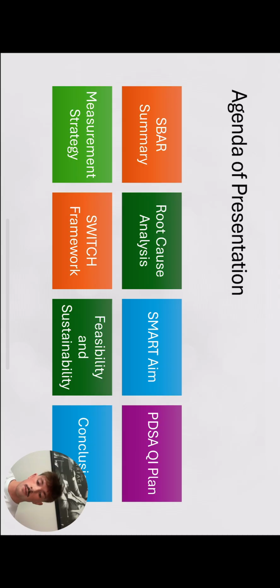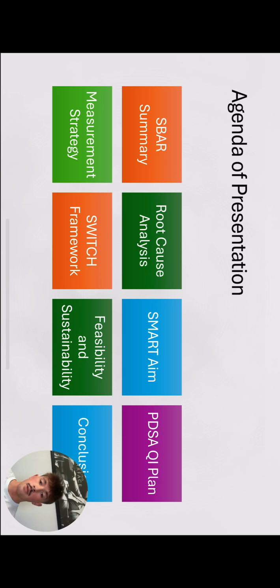I will start off with my SBAR summary of the case to clearly outline the situation, what led up to it, and why it matters. I will follow that with the root cause analysis, where I will look at the underlying conditions across the 6M's framework. After identifying what truly went wrong, I will walk you through my SMART AIM statement, which defines exactly what we hope to improve within the office.